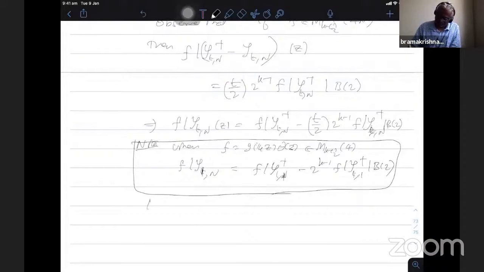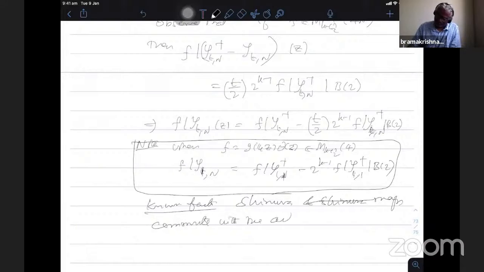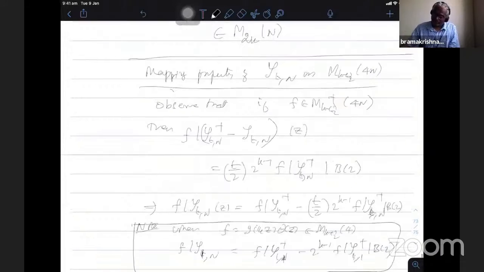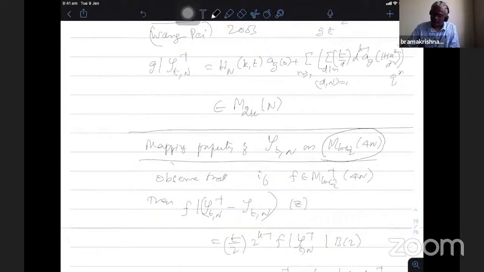Known facts: the Shimura map, I think not necessarily the Shimura map, commutes with the action of Hecke operators. And also the Eisenstein series in this space is generated by the Cohen Eisenstein series and its duplication. So when you look at this particular M_{k+1/2}^+(4n), with n odd square free, there won't be any new Eisenstein series as such. All of them can be obtained using the Cohen Eisenstein series and its duplication.